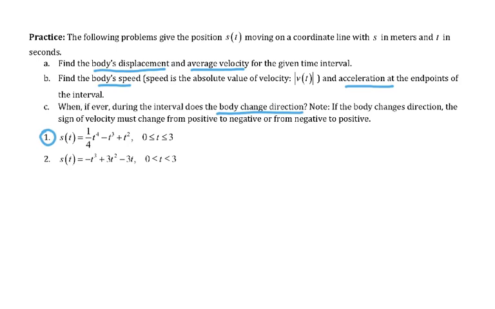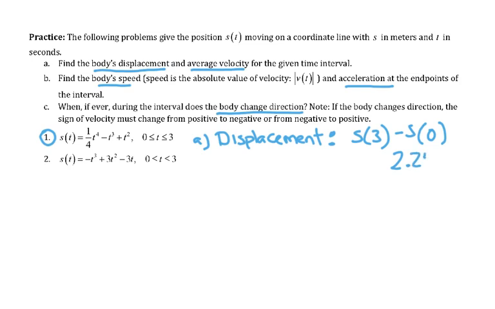Okay, so for part A, we want to find the displacement. That's going to be the position at the end time minus the position at the beginning, which if we plug that in, we find that it is equal to 2.25 meters, which is 9/4 meters. I let Desmos do that for me because I just didn't feel like plugging it in.